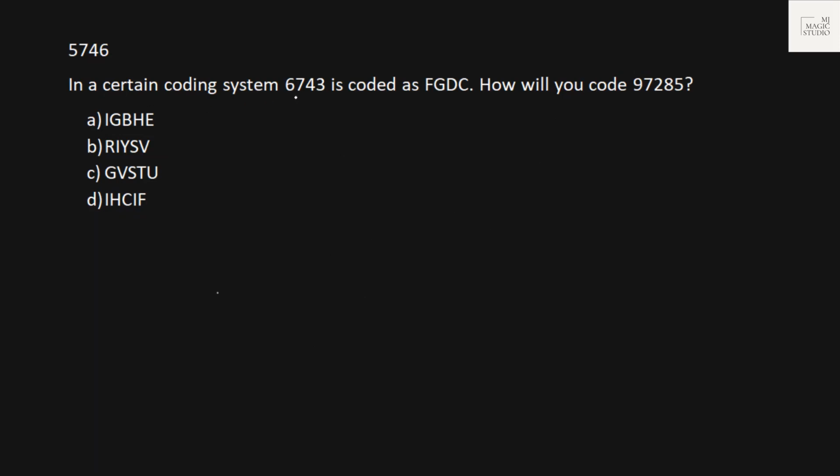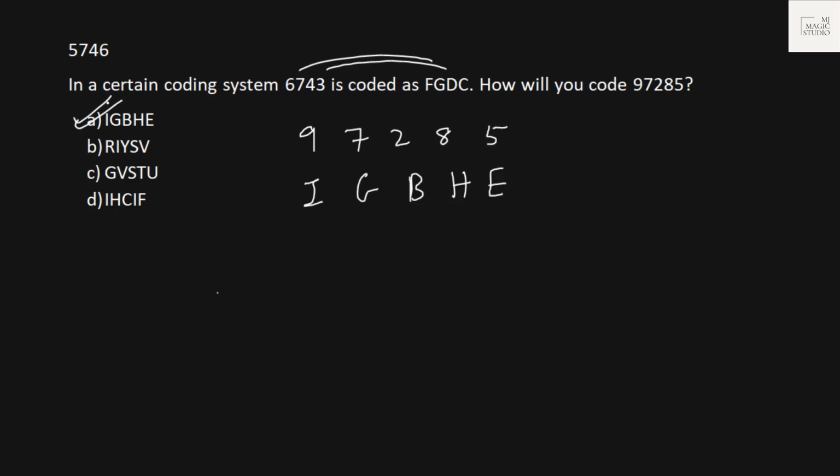In a certain coding system, 6743 is FGDC. Okay, F is 6, G is 7. Just the number conversion. 97285: ninth is I, 7th is G, B, 8th is H, and 5th is E. IGBHE, option A.